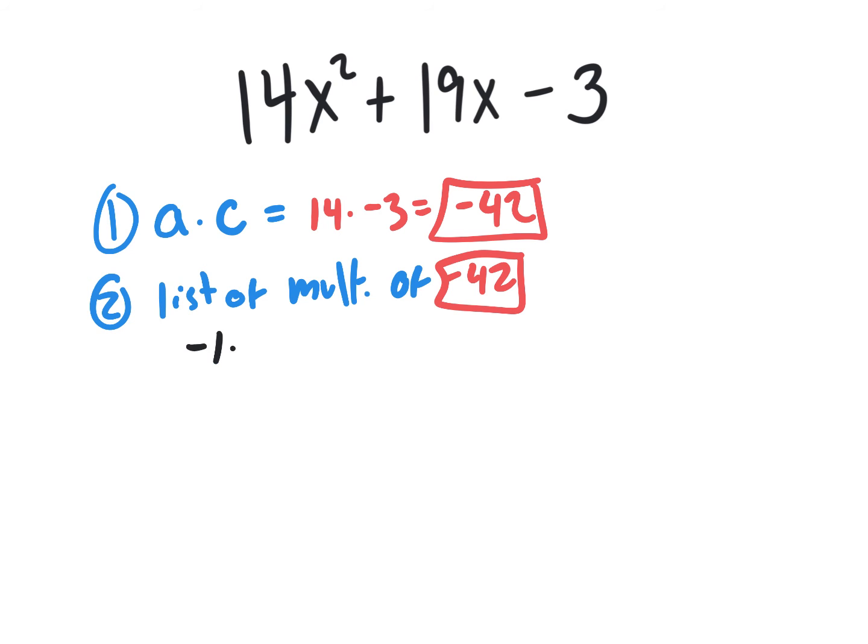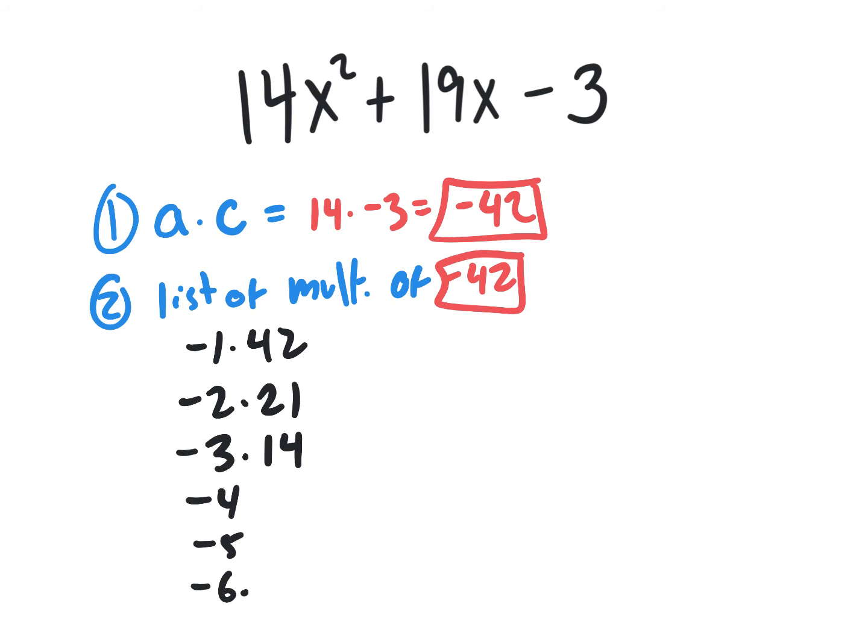We have negative 1 times 42. We have negative 2 times 21. We have negative 3 times, anybody? 14. We have negative 4 doesn't work, negative 5 doesn't work, negative 6 times 7, right, is negative 42. So those are all the possible ways of multiplying numbers to get negative 42. And now, I used to tell you which of these pair of numbers combines together to make the middle value 19. I'm still going to tell you that, but which pair of numbers works?